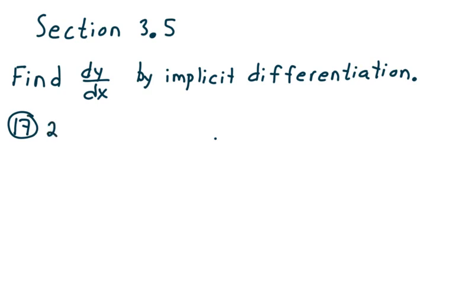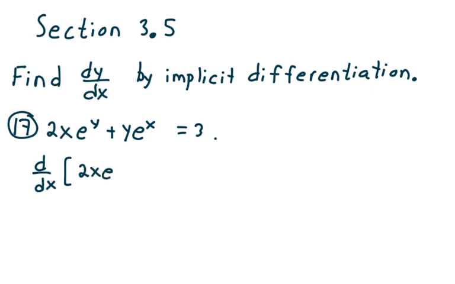Suppose we're given 2x e^y + y e^x = 3, and I want dy/dx. Just like in the other video, we need to differentiate both sides with respect to x. So the derivative of 2x e^y + y e^x with respect to x is equal to the derivative of 3 with respect to x.